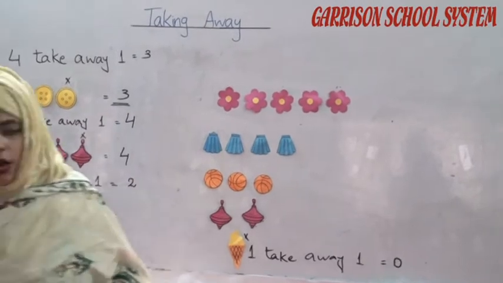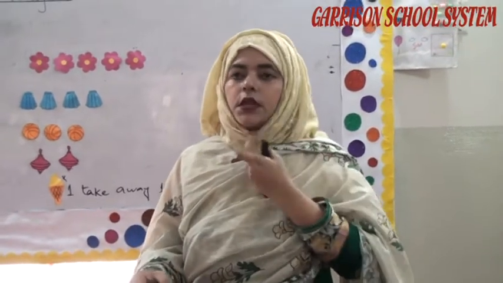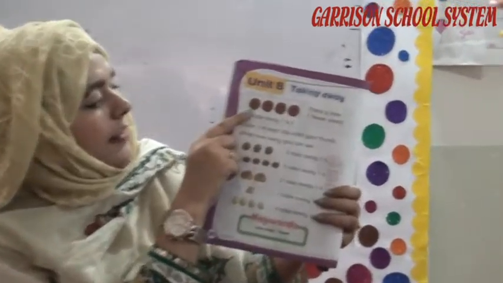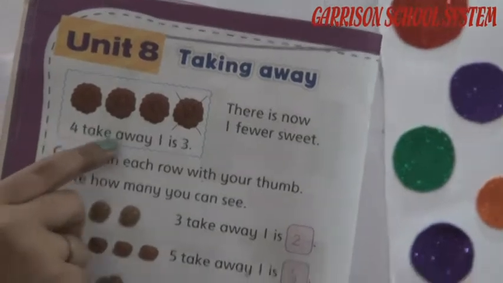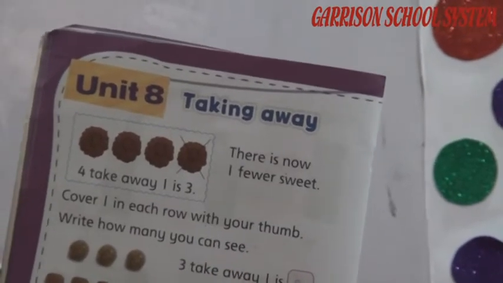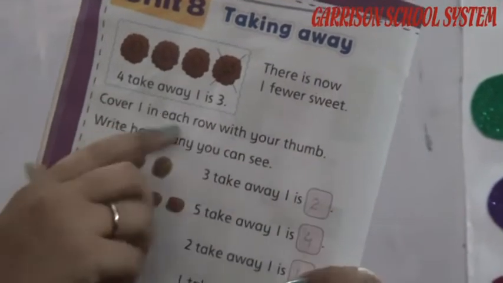So if you look at your page number 30, taking away. For example, you have 4 candies, right? And we take away 1, and you give your 1 candy to your friend. How much would you have with you? You will be having 3 candies with you. So same is the case.